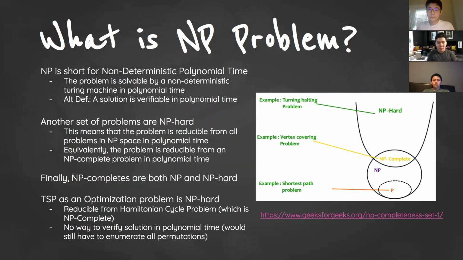Another set of problems are NP-hard problems, which means that these problems are reducible from problems in NP. Another equivalent definition of this for our purposes is that the problem is reducible from an NP-complete problem. And then finally, an NP-complete problem is one that is both NP and NP-hard. So for the purposes of our TSP, if it is an optimization problem, i.e. finding the minimized route, it is actually NP-hard. Why? This is because it is reducible from the Hamiltonian cycle problem, which is an NP-complete problem. And there's also no way to verify the solution in polynomial time, because in order to do that, you would still have to enumerate all possible permutations, leading to an exhaustive search, which is exponential.